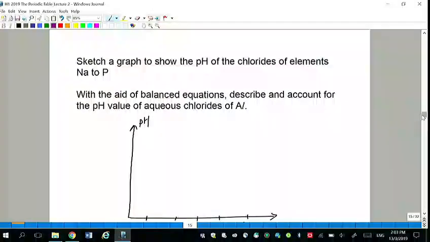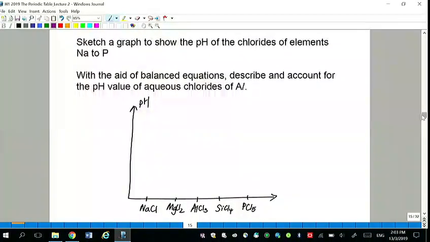Now, just a quick exercise for all of you. You can draw it inside your lecture notes. If I want you to sketch a graph to show the pH of the chlorides of elements from sodium to phosphorus, and also try to explain with the aid of balanced equations, describe and account for the pH value of aqueous chlorides. Can you try to do that now?